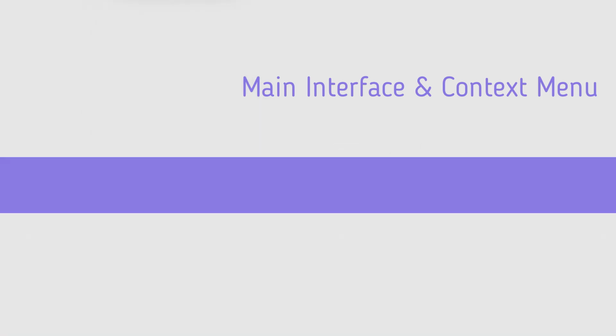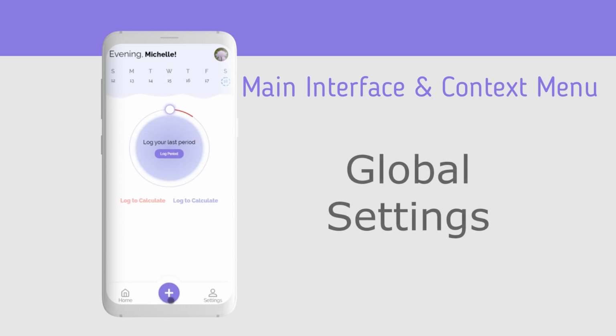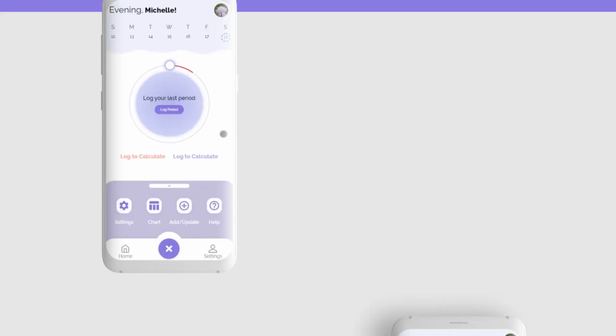A quick reminder if you have not watched our previous videos. The tracker settings is different from the global settings found in the footer. The settings in the footer and the home button are for the entire app, and the context menu is specific to the currently active tracker.